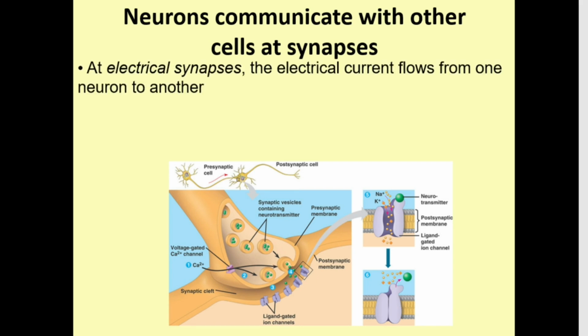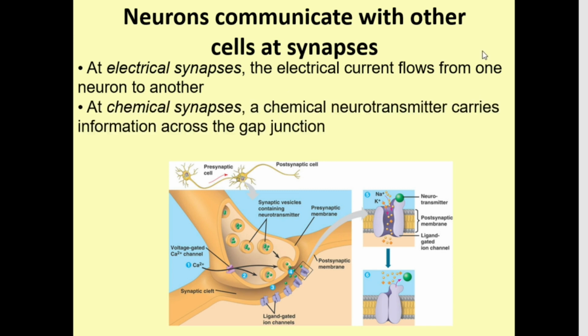So we get two main types of synapse. With an electrical synapse, what we're getting is basically just the continuous flow of electrical current. So essentially the action potential simply passes from the presynaptic neuron to the postsynaptic neuron. Okay, so these are fairly rare though. Most of our synapses are chemical synapses. And at chemical synapses, a chemical neurotransmitter carries information across the synaptic cleft. So that's exactly what we can see here.